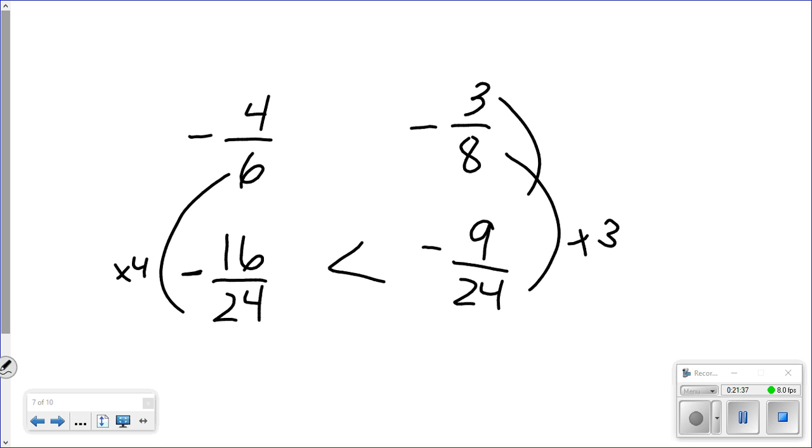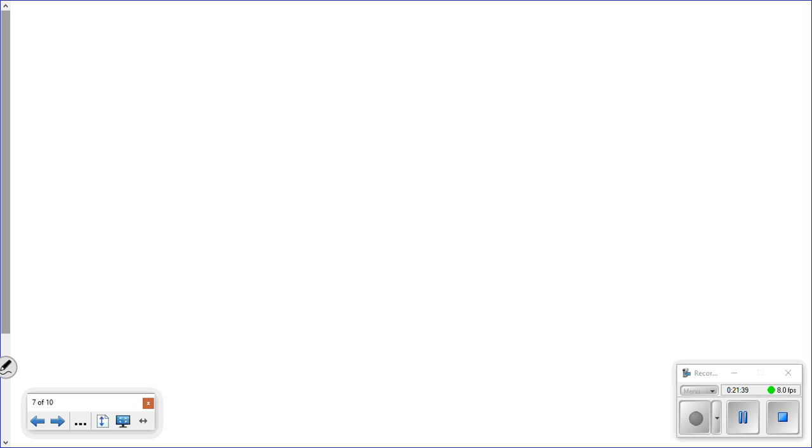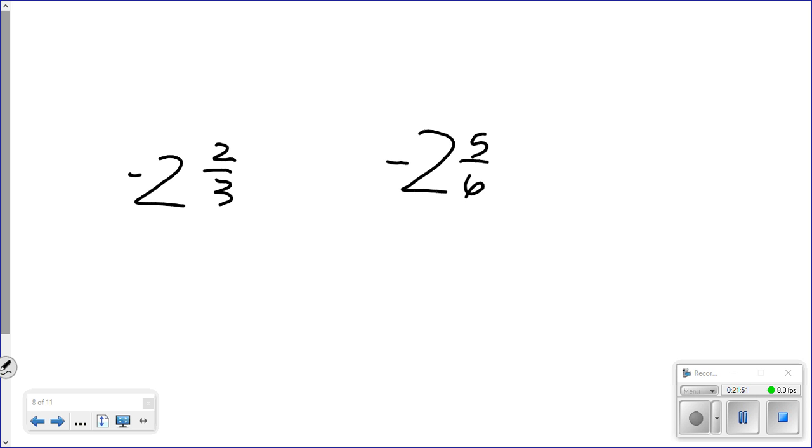Let me do one more of these. And I'm going to do whole numbers. So let's say we have negative 2 and 2/3, and negative 2 and, let's see, 5/6. Okay? Got to change denominators. Do I have a denominator I can use? Yeah, 6. It's already up there. Could I use 18? Sure, if I wanted to, but I already have one. So I'm going to keep negative 2 and 5/6. This is going to be negative 2 and 4/6.